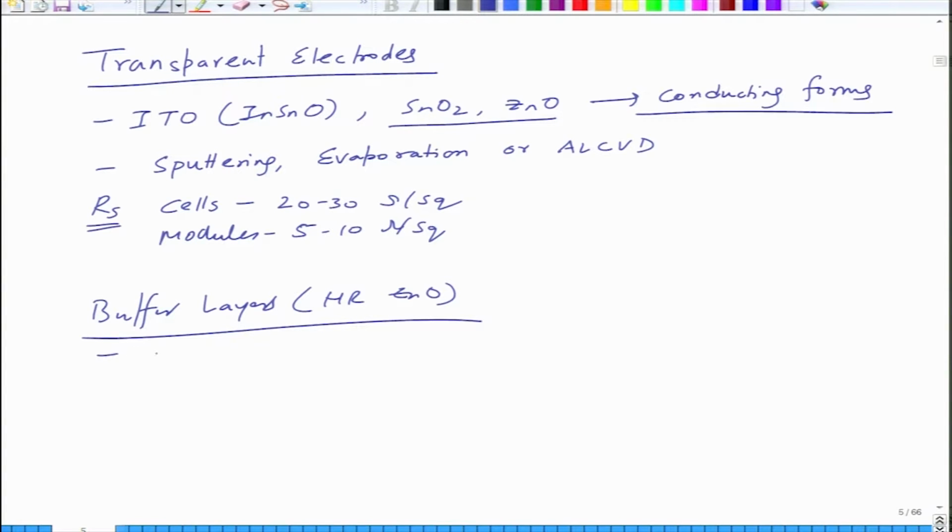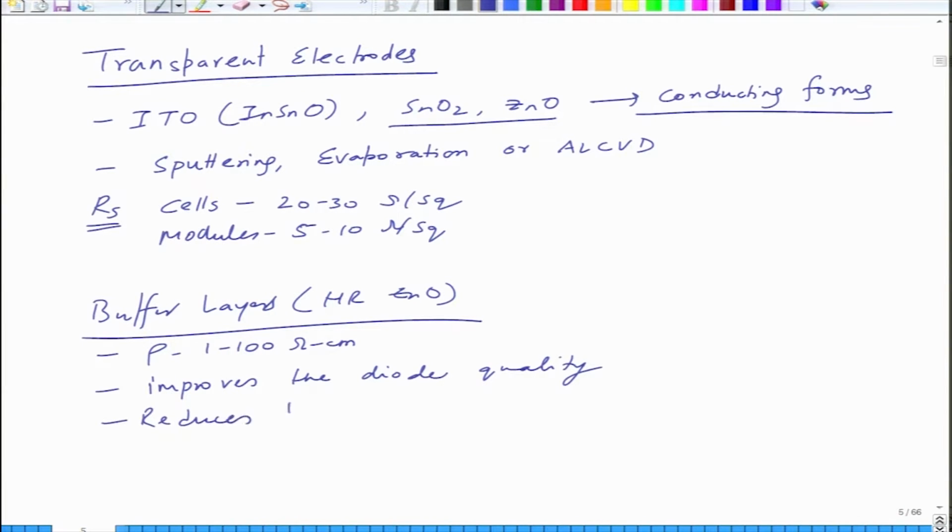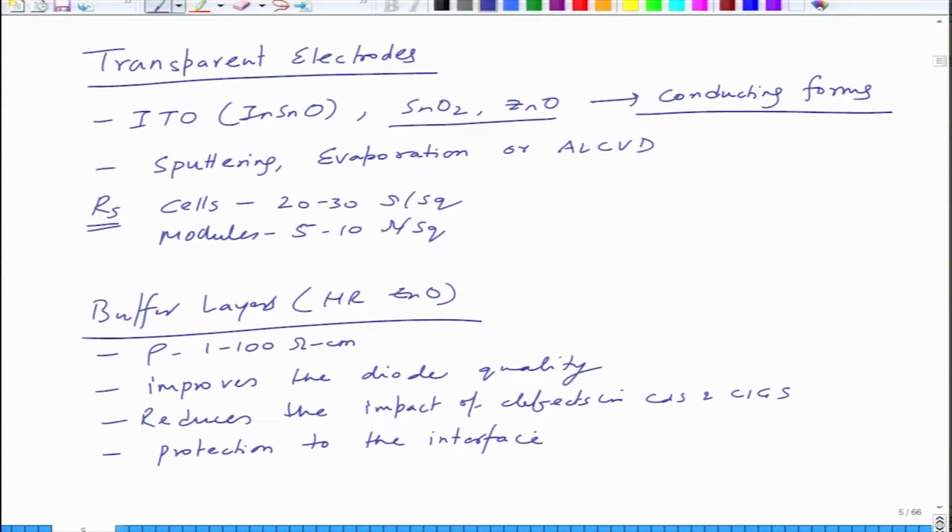So, high resistivity ZnO has a rho of about 1 to 100 ohm centimeter, and this basically reduces the defect density at the interfaces, and this improves the diode quality. So, you can say it reduces the impact of defects in CdS layer as well as in CIGS, and it also provides protection to the interface. And it increases the shunt resistance and hence reduces the leakage. So, these are some attributes of the high resistance zinc oxide layer that we use in these devices.